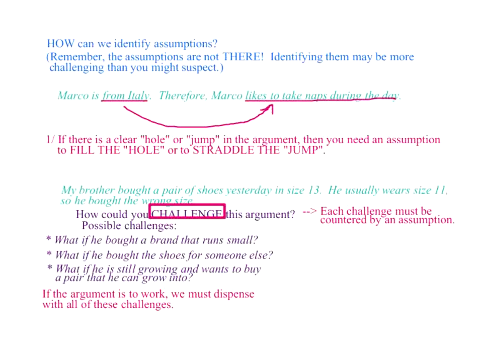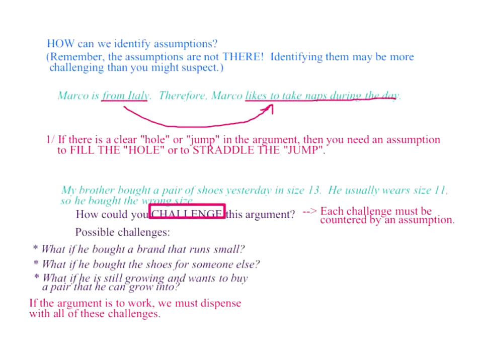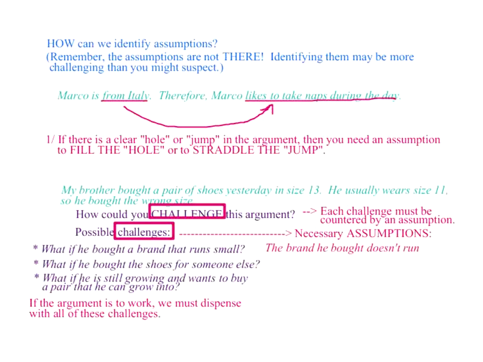So for example, what if he bought a brand that runs small? Let's talk about what kinds of assumptions have to be made here. Well, if he bought a brand that runs small, then the argument won't work. So challenges are like these, and each challenge has to give rise to some sort of assumption that's necessary. One possible assumption would be that the brand he bought doesn't run smaller than his usual brands.